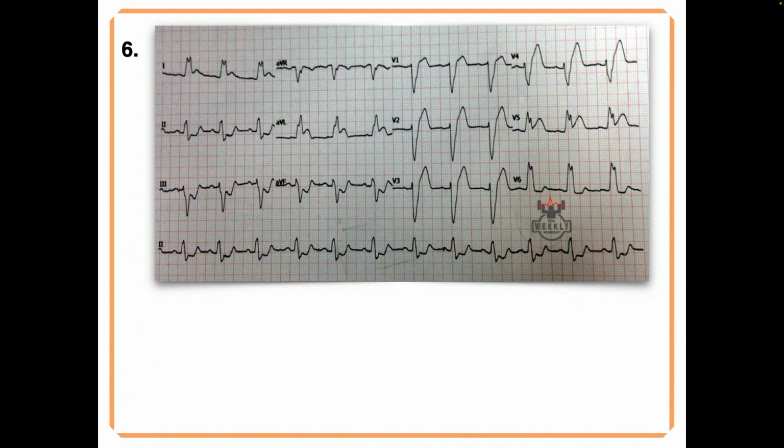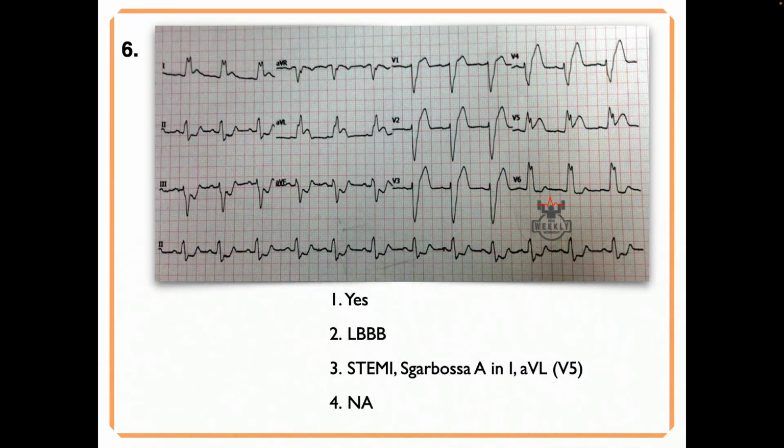What you will read about Sgarbossa criteria, either A or B, is that it doesn't necessarily tell you where the STEMI is. But in a case like this, how could it not be a lateral? I think it clearly does in this case. You just can't depend on it to tell you where it is.